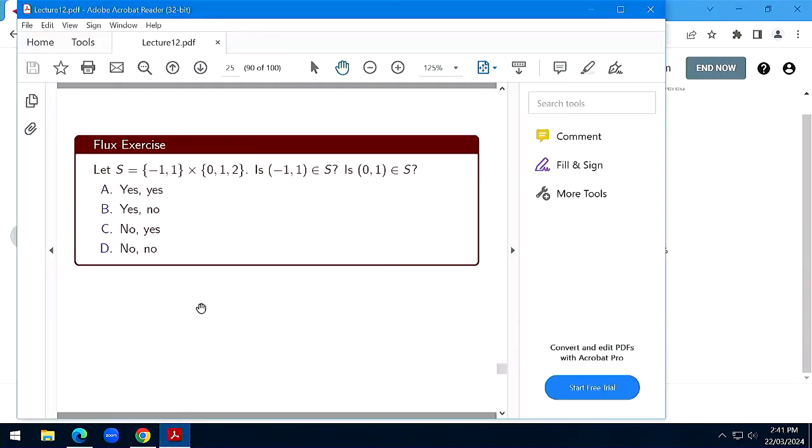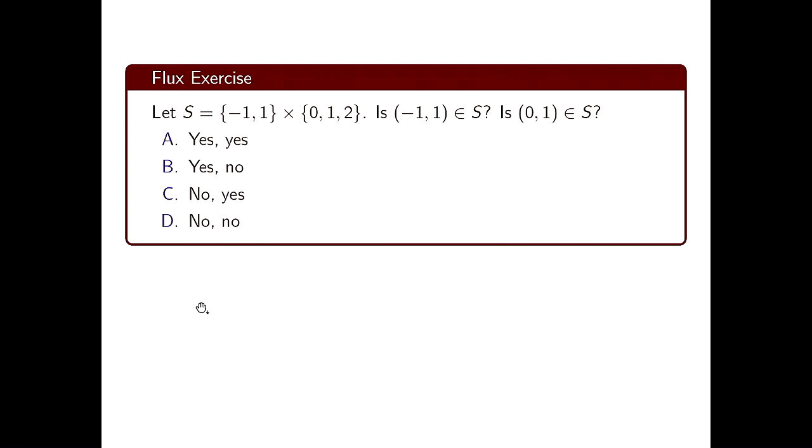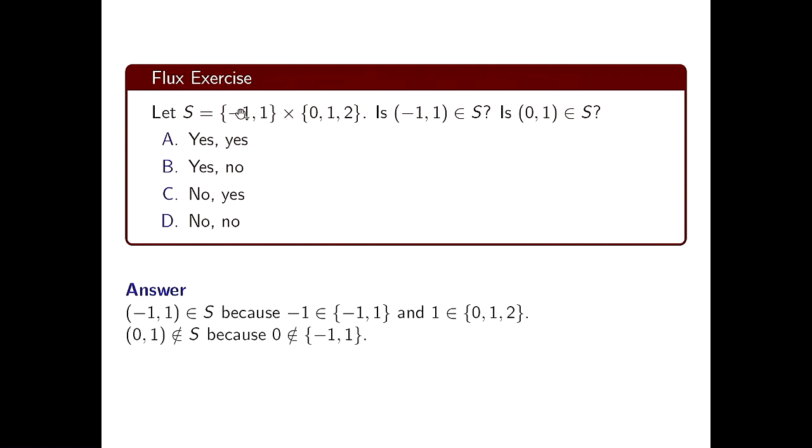Okay. Good stuff. So, negative 1, 1 is definitely in S because negative 1 is here and 1 is here. But 0, 1 is not going to be in S because we would need 0 to be in this first thing. So good, good.